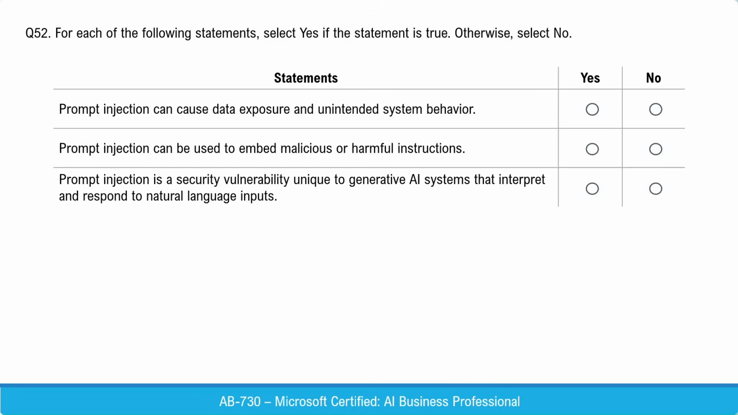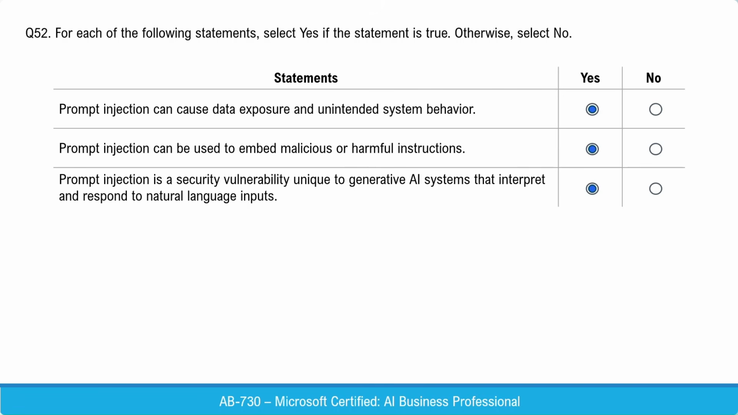Next question. For each of the following statements, select yes if the statement is true, otherwise select no. You have been given 3 statements on your screen. Please go through them by pausing the video over here. And the correct answers are all the 3 statements are indeed true. Let's understand how. See, prompt injection is a type of security risk in generative AI systems where malicious input is used to influence the model's behavior.